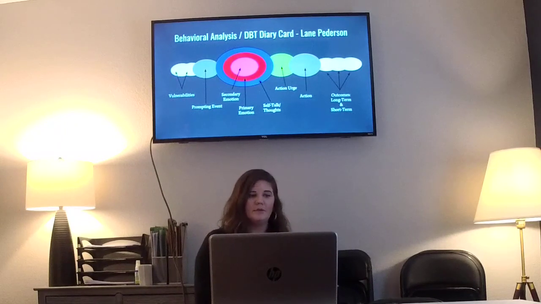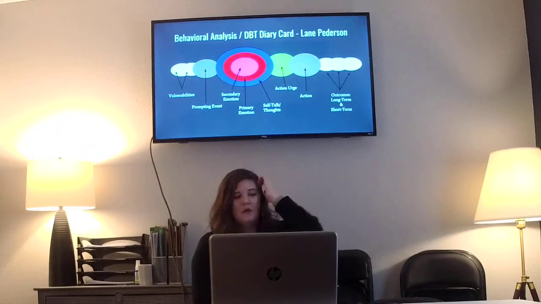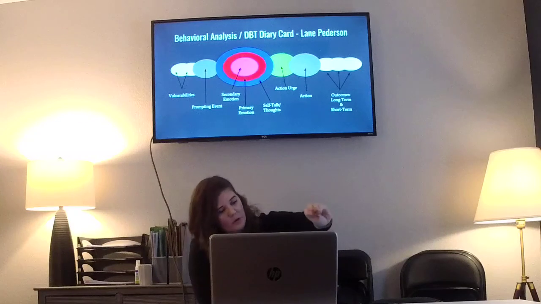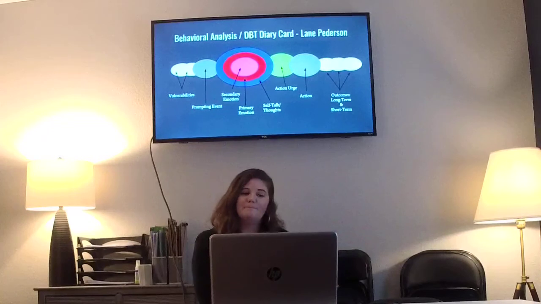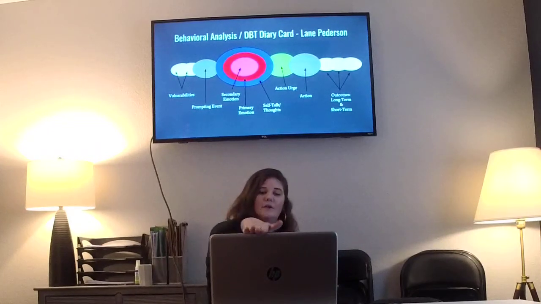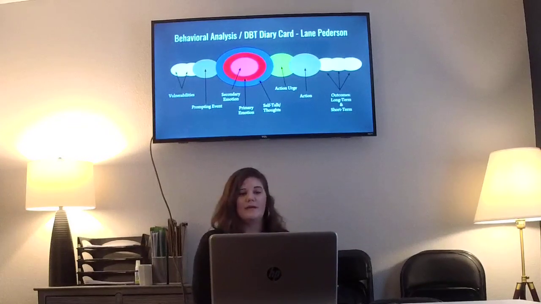And so it helps you go, how did I get here? Why am I so upset? I don't know how this happened. We're going to track all of these things. So the vulnerability portion is where we can throw in some self-care. And the action urge and the action is where we can actually put in DBT skills.